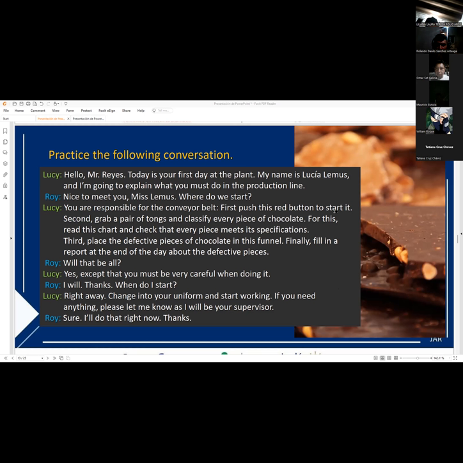No question. Teacher, what does grab a pair of tongs mean? Oh, okay, let me see. I'm going to show. Grab. It's like take. Similar, to grab. Oh, okay. Grab a pair of tongs and classify every piece of chocolate. Classify, like good, bad. And good.